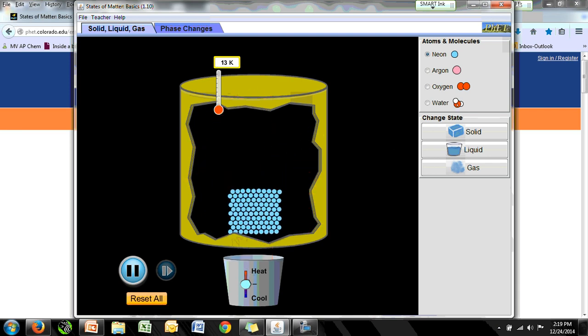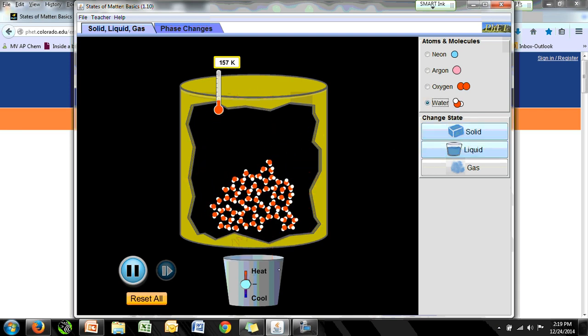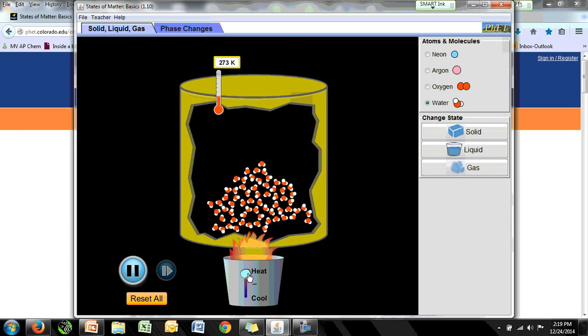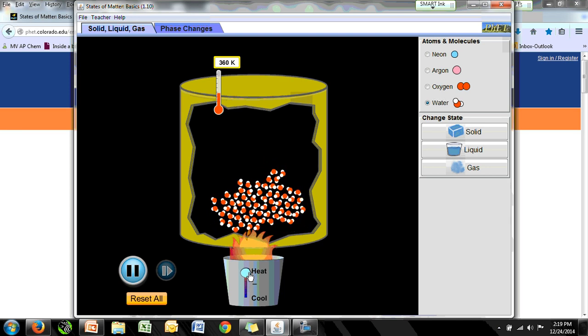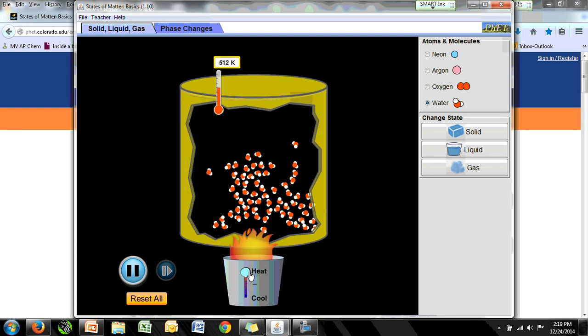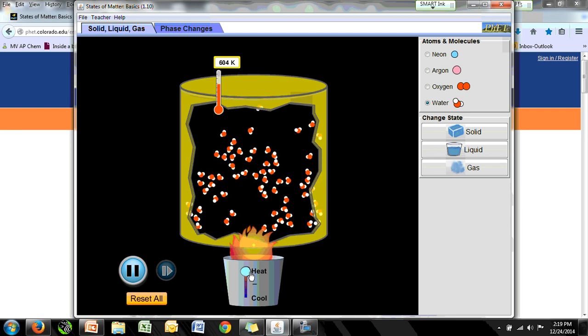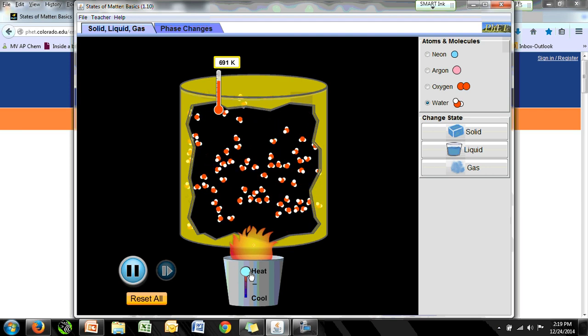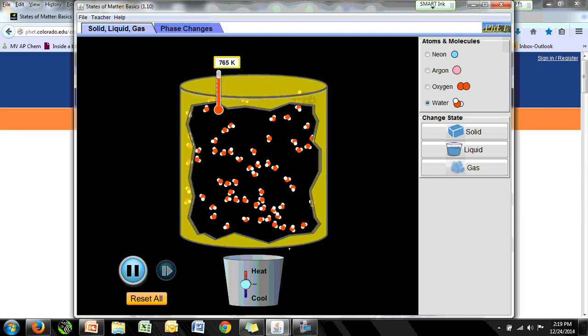And let's reset it and now look at water molecules. As you apply the heat, the water changes to liquid, which is so much more dense than the solid, guys. Water is one of those substances where the solid is less dense than the liquid. And then you see that it's turning to the gas phase.